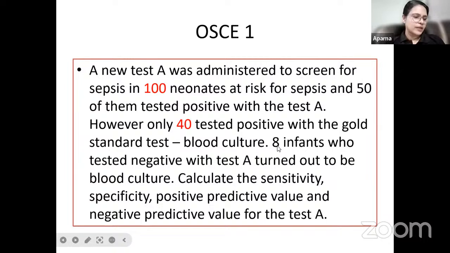Now, furthermore, we know that 8 of the neonates who tested negative with test A, so let us say CRP, 8 neonates who tested CRP negative turned out to be blood culture positive. So with this information, let us now calculate the sensitivity, the specificity, positive predictive value and negative predictive value of the new test A.